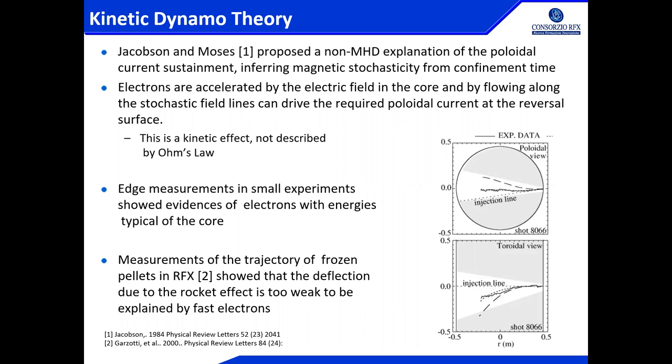But in RFX, by tracking the trajectory of a frozen pellet injected into the plasma, they computed its deflection. It is deflected due to the factor, but whenever your frozen pellet is in the plasma, it is bombarded from the ion side and the electron side, and by the difference of these two parts, there is a rocket effect. And so you can be quantitative and you can compute the deflection. And if the fast electrons required to drive the current that you need were there, the pellet would have been deflected too much. So there was a lack of deflection. And so that's why in RFX, the kinetic dynamo theory is not applicable. So probably also in bigger experiments. But in the smaller ones, who knows? It also depends on the density regime.